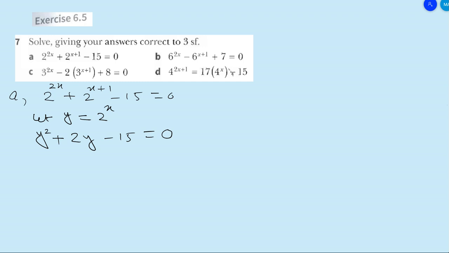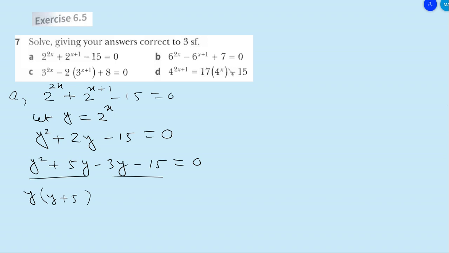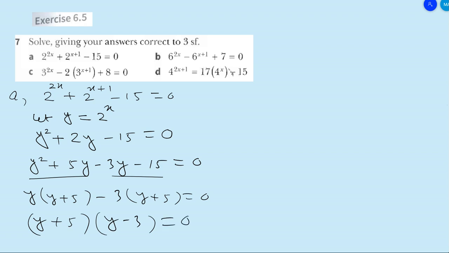Factors of 15: 5 times 3 is 15, and 5 minus 3 is 2. So y square plus 5y minus 3y minus 15 equals 0. First two, last two: taking y common, y plus 5 minus 3 common, so y plus 5 times y minus 3 equals 0. This implies that y equals minus 5 and y equals 3.